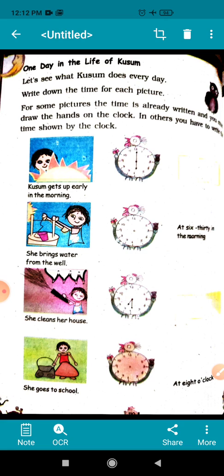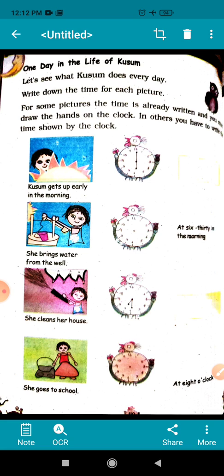Children, if I ask you today at what time you got up early in the morning, what would be your answer? Definitely, your answer would be, Ma'am, I have not seen the clock. Or some of you guess your answer and give me 6 o'clock, and some will say at 7 o'clock. Children, clock helps us to manage our lives.